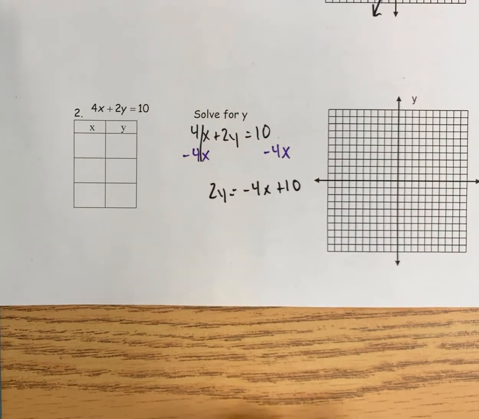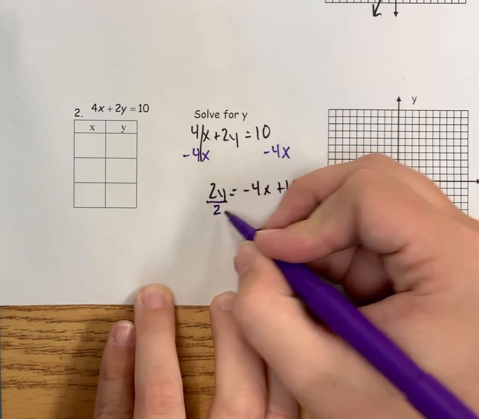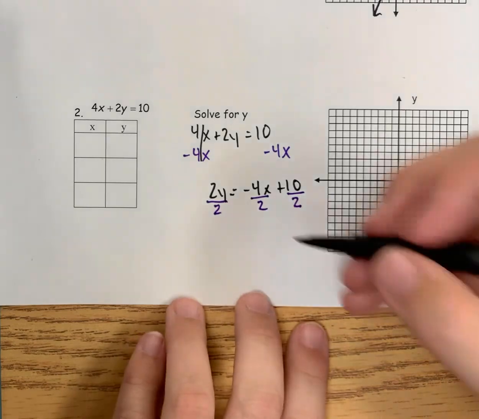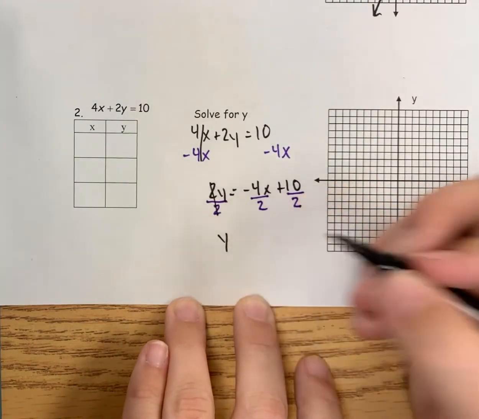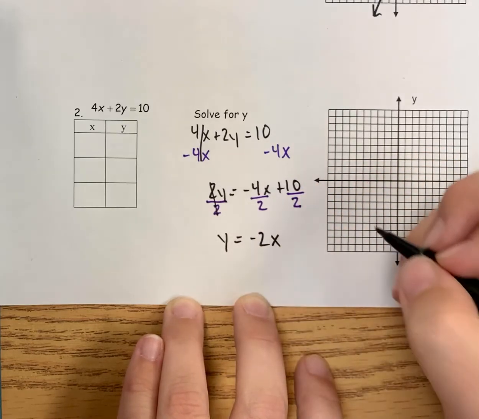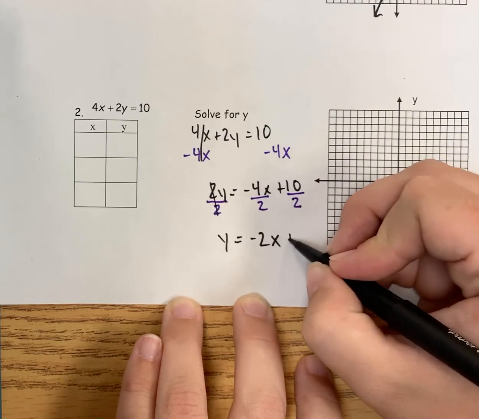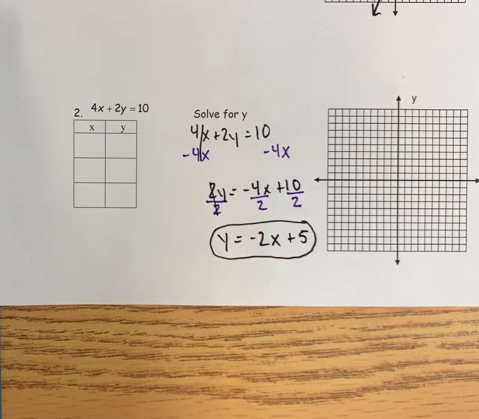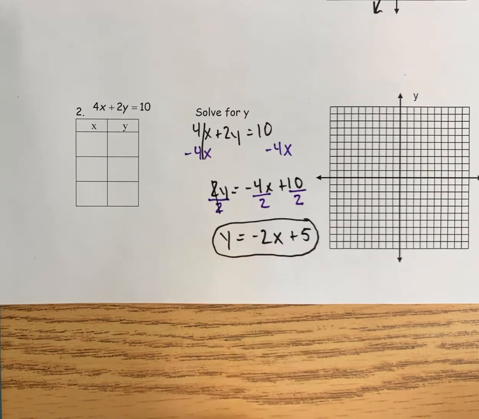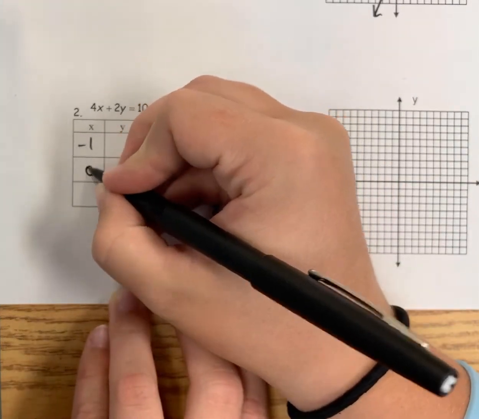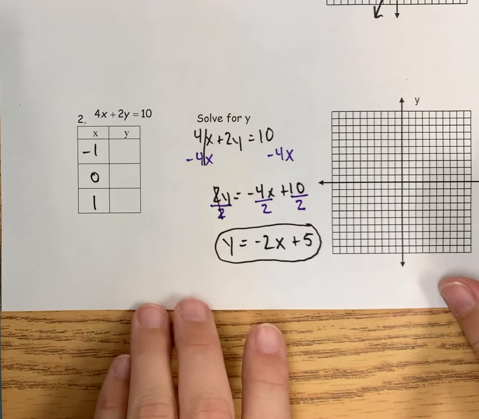Okay. Then you need to divide every single term by 2. You've got to divide everything by 2 because when you do that, these become 1. So now you got 1y equals negative 4 over 2 is a negative 2x. 10 over 2 is plus 5. So there's your new equation. Okay. So now, once again, we want to pick 3 x values that we'll plug in here to get our 3 y values. This time I'll change it up a little bit. I'll do negative 1, 0, and 1 just to change it up some.